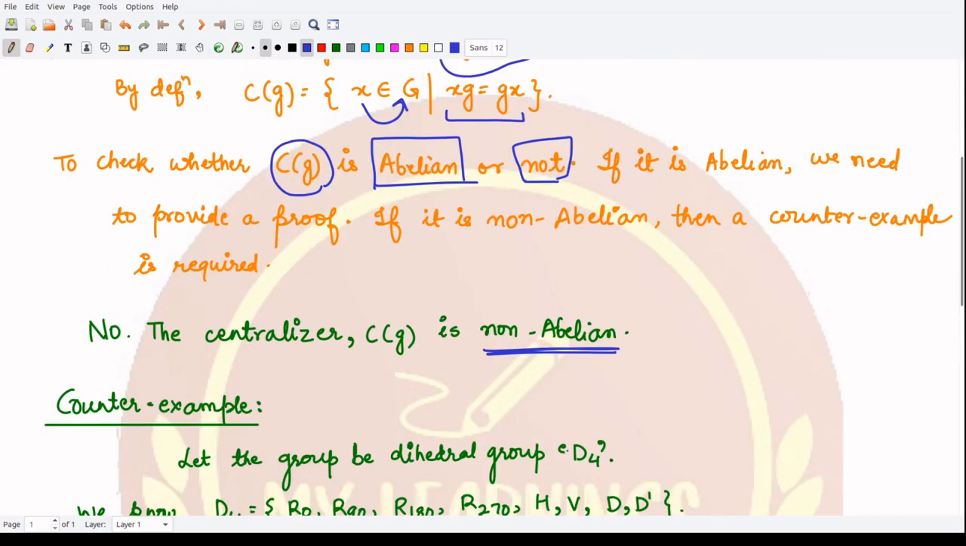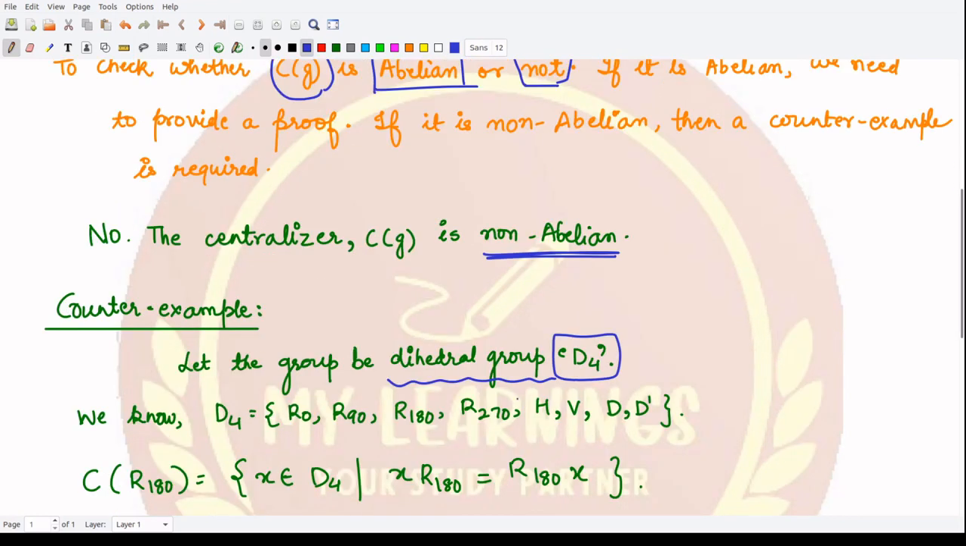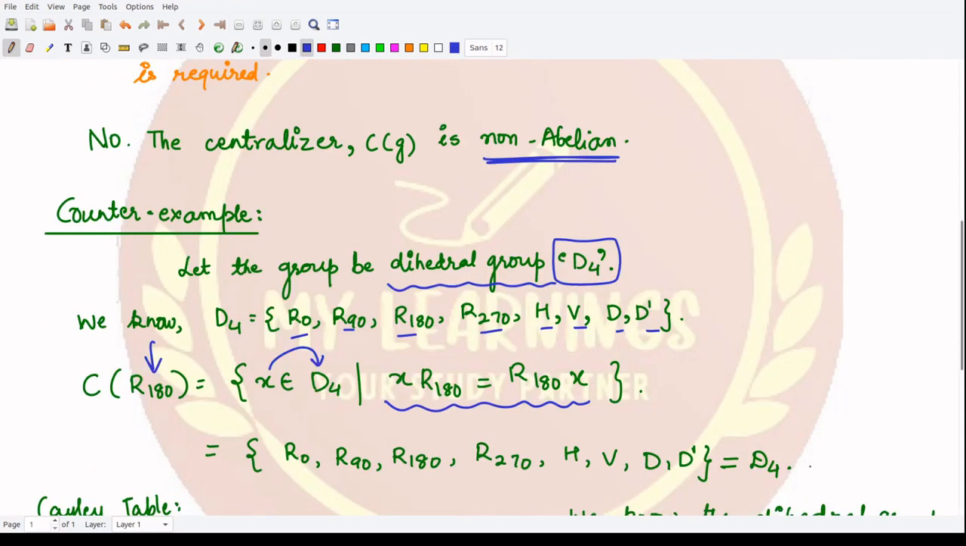The counter example that I am taking here is the dihedral group D4. We already have studied about this group. This is the group of symmetries of a square consisting of 8 elements, which are rotations as well as reflections: R0, R90, R180, R270, H, V, D and D dash. Now according to the definition of centralizer, it will contain all those elements from D4 that commute with this particular element, which is R180. So here you see we have all the elements, hence we have the complete group as the centralizer.